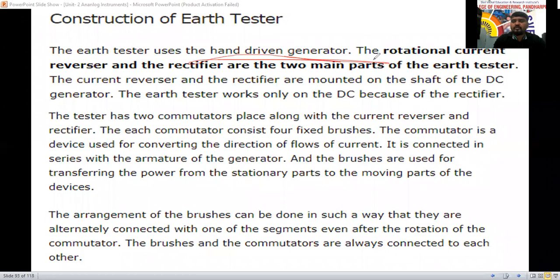The rotational current reverser and rectifier are two main parts of the earth tester. We are using the commutator, which is connected to the current reverser, and the rectifier. We operate this hand driven generator because we operate a PMMC instrument here. Now, does that PMMC instrument operate on AC or DC?